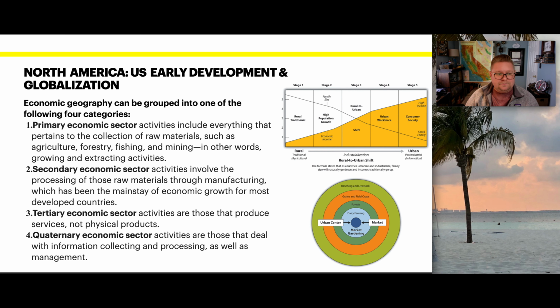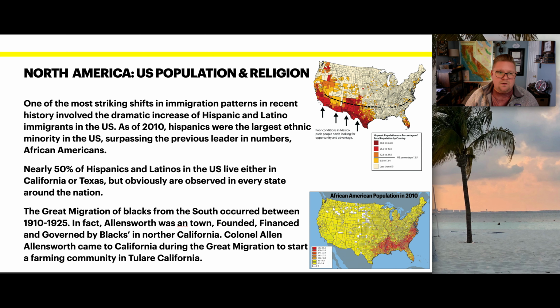Moving forward, looking at North America's population and religion, which we looked at briefly in an earlier slide, one of the most striking shifts in immigration patterns in recent history involved the dramatic increase of Hispanic and Latino immigrants in the U.S. As of 2010, Hispanics were the largest ethnic minority in the U.S., surpassing the previous leader, African Americans. Now, nearly 50% of all Hispanics and Latinos in the U.S. live either in California or Texas, but obviously they're observed in every state across our nation.